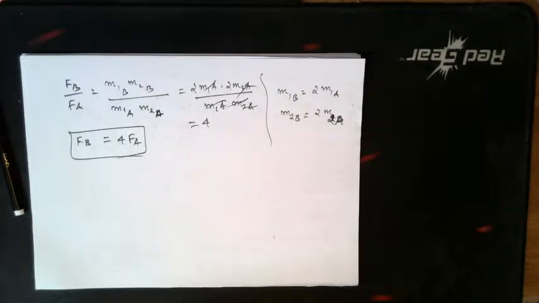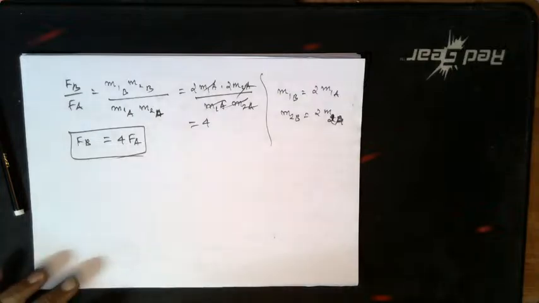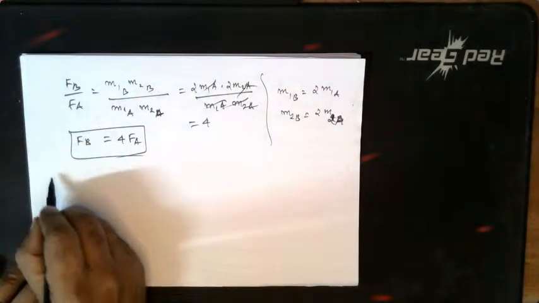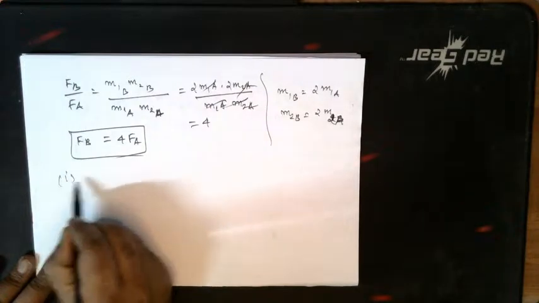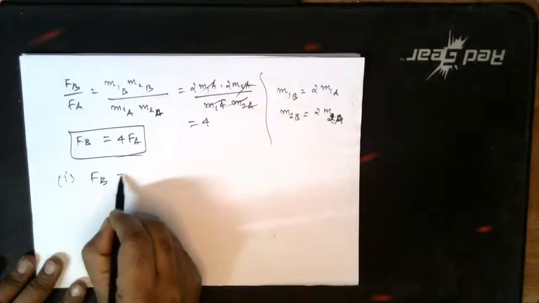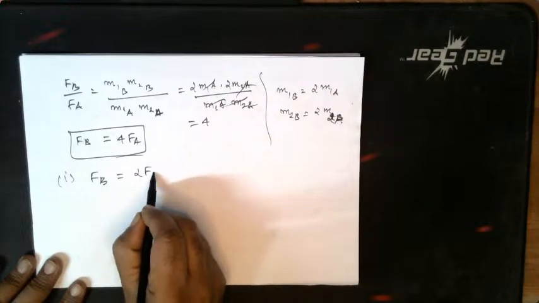Okay. So what is the first answer? When F is directly proportional to mass, when the mass of one object is doubled, what happens? It is also doubled. Gravitation force is doubled. That is the first answer. You can write down the summary of the answer. What is the first answer? FB becomes twice the FA, correct?